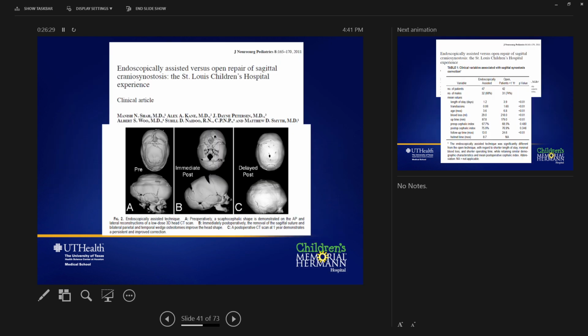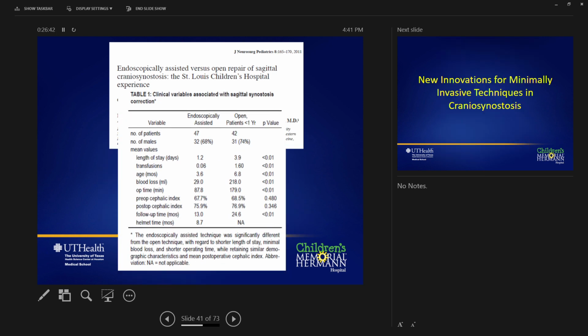And this is a paper that I wrote almost a decade ago now that compares endoscopic surgery for sagittal craniosynostosis versus open. And what we find in this is that the cephalic indices are equivalent between the two. And remember, that's what we're trying to correct.